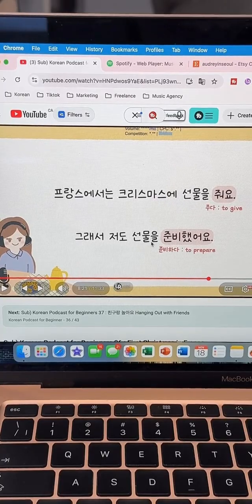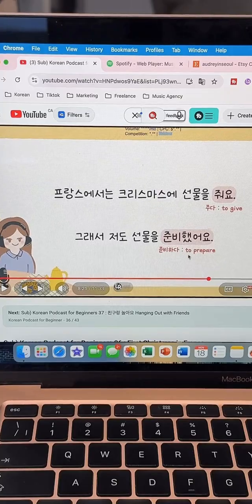Once again, we have the 을 particle, which is the object particle, because of this verb right here, which is 준비했어요, which is from the verb 준비하다, to prepare. Double ㅆ under here, so we know it is in the past tense. So why is there the 을 after 선물 again? So I also prepared presents. Yes, that would actually be correct.